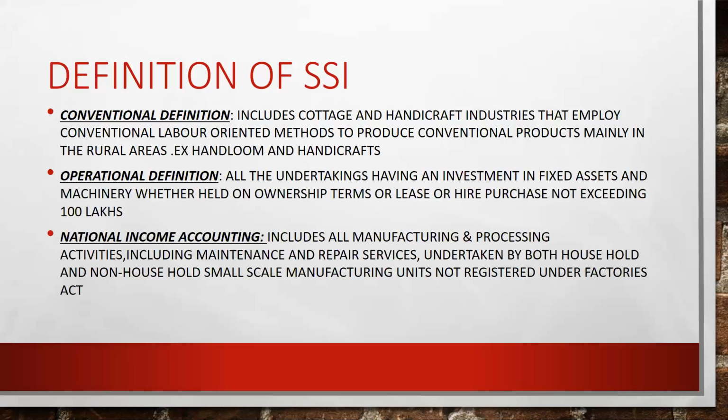According to the third, National Income Accounting definition, it includes all manufacturing and processing activities, including maintenance and repair service, undertaken by both household and non-household small-scale manufacturing units not registered under the Factories Act. Dear students, I have discussed the three definitions: conventional, operational, and national income accounting definition.